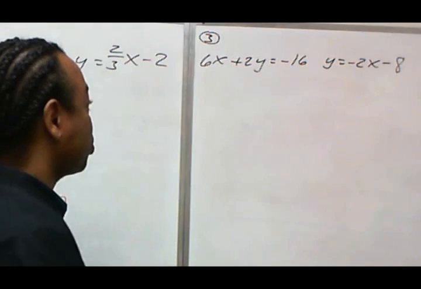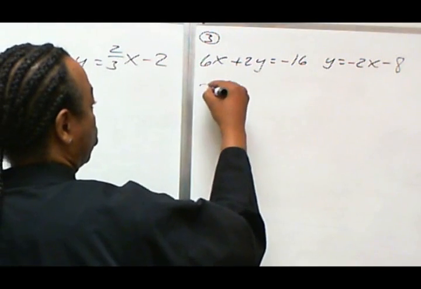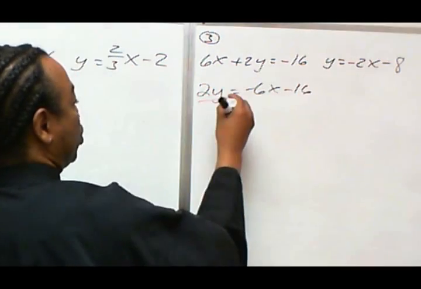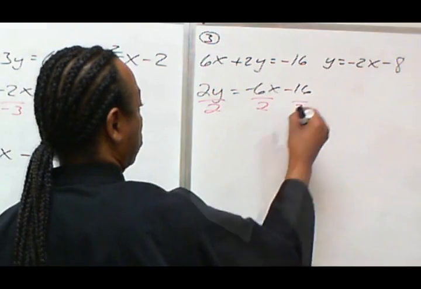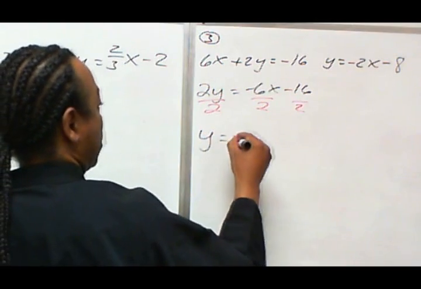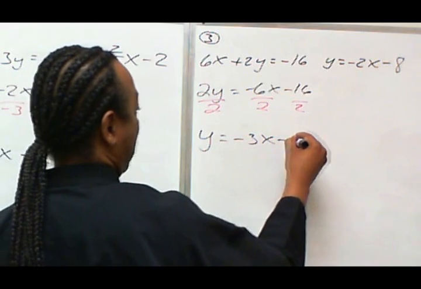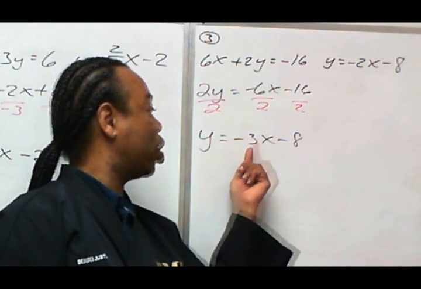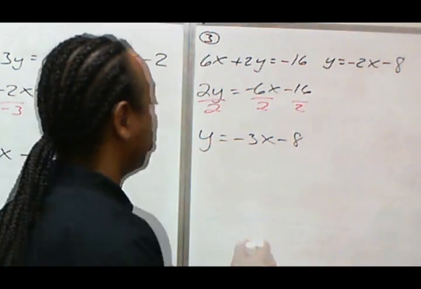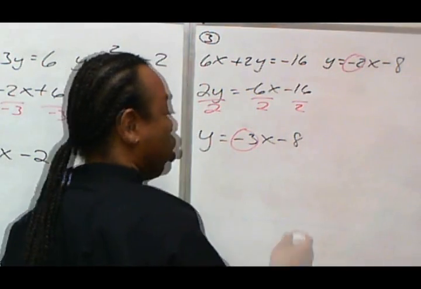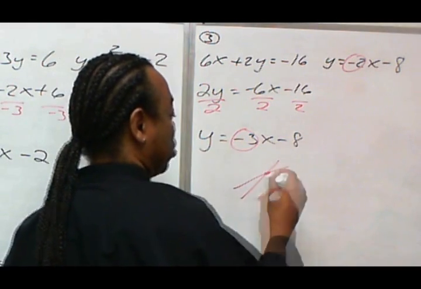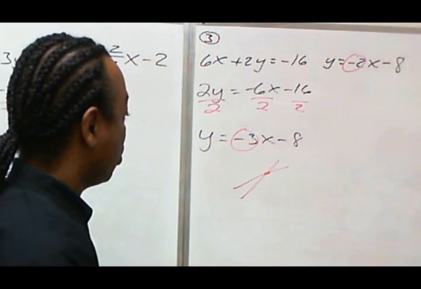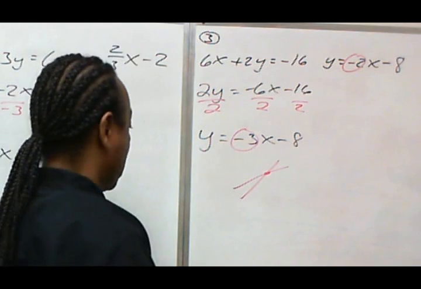Next, number 3. I want to solve for y again. So we have 2y equals negative 6x minus 16, and we'll divide each term by 2. And I end up with y equals negative 3x minus 8. Anytime you can demonstrate that the slopes are different, you know that these lines will eventually intersect. Therefore, because they intersect, they will be consistent.